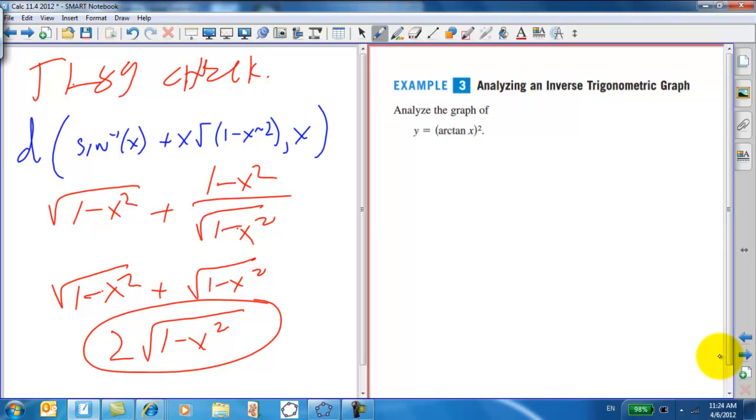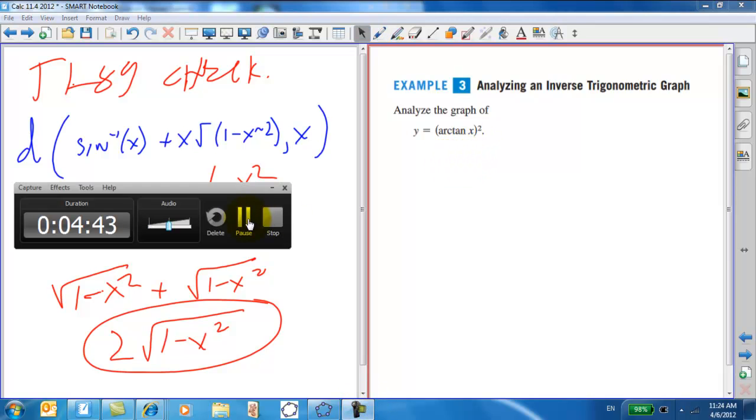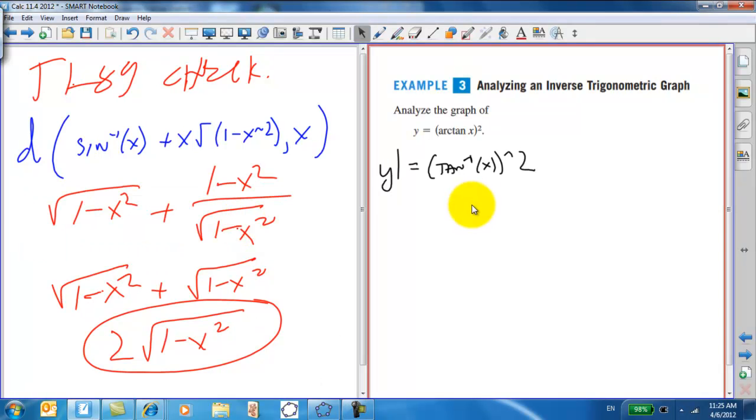Analyze the graph of this arc tan quantity squared. Wow. So, let's take a look. We can look at its derivative. We can look at what it looks like on the calculator and so forth. So, I'm actually going to get a rough sketch off of my TI-89 and see what we get from that, because that's what a lot of you are used to. Okay, on my TI-89 in Zoom Standard, I'm getting something that looks like this.